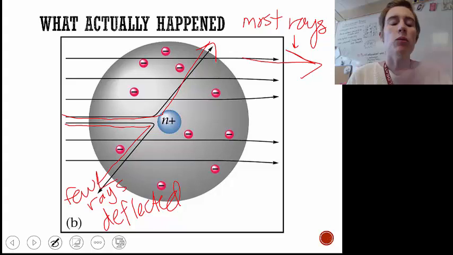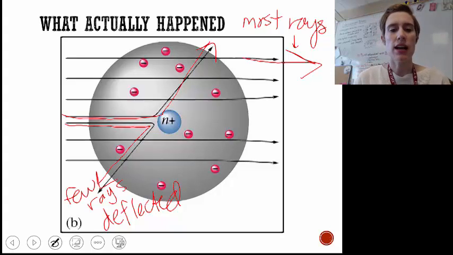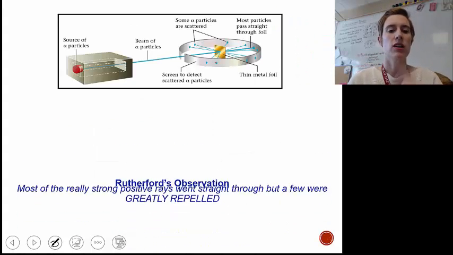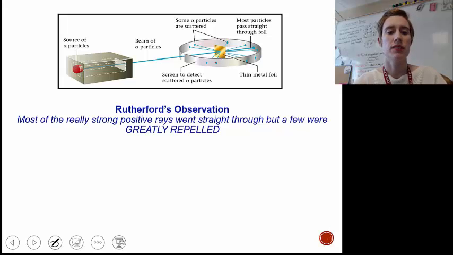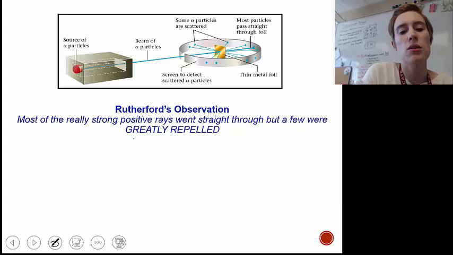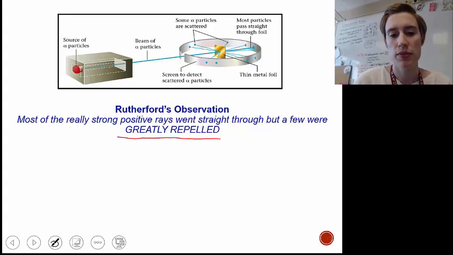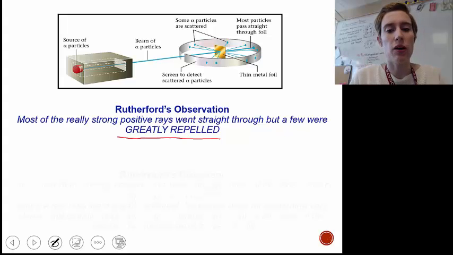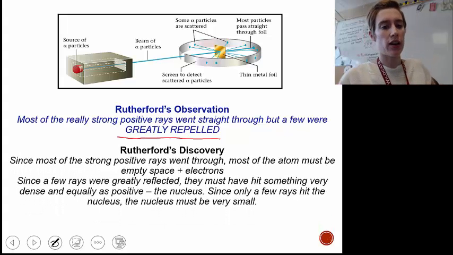The reason why, well, I'm getting ahead of myself because this is so exciting. Let's talk through it. This is what Rutherford saw. Most of the rays went straight through, but a few were greatly repelled. Write that down. It's important. That's weird because he thought the atom was evenly spread out. Apparently, the atom's not evenly spread out.